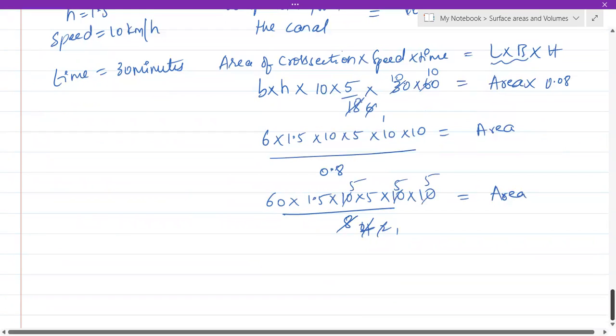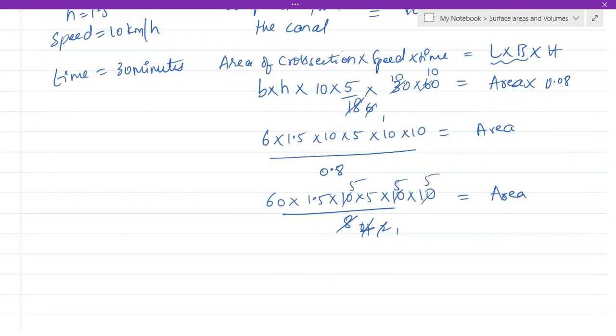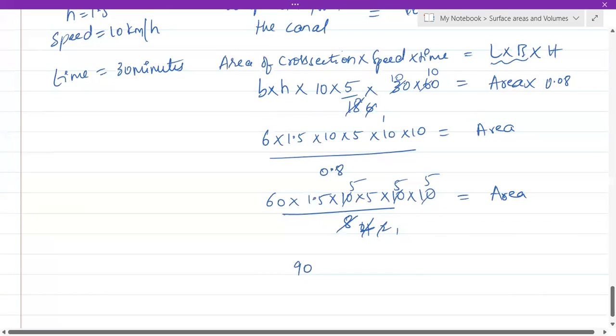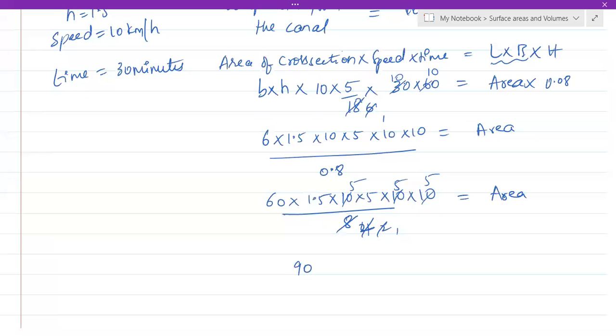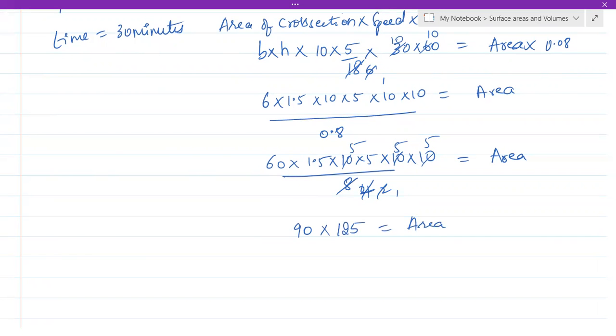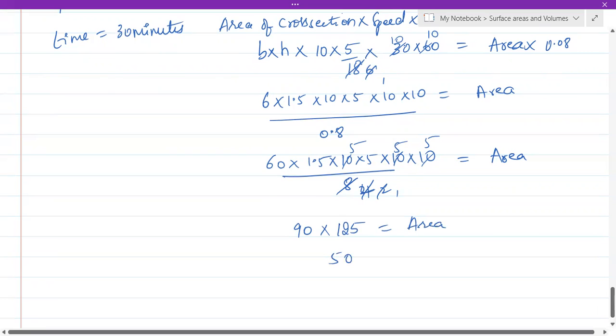Okay. So this will become 60 into 1.5. 15 6s are 90. Okay. So 15 into 60 will become 900. So since the point is there, it will become 90 into 5 into 5 into 5. That is 5 5s are 25, 25 5s are 125. That will be equal to area. 125 into 9. 9 5s are 45. 9 2s are 18. 9 1s are 9. 9 plus 2 is 11. Okay. So much meter square. Okay, that will be equal to area.